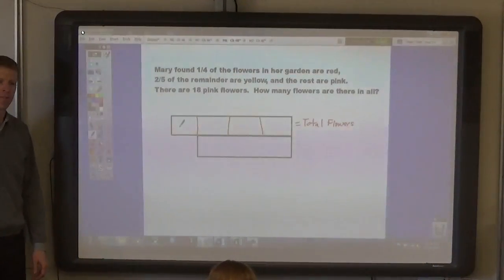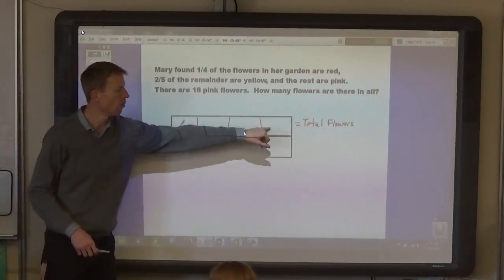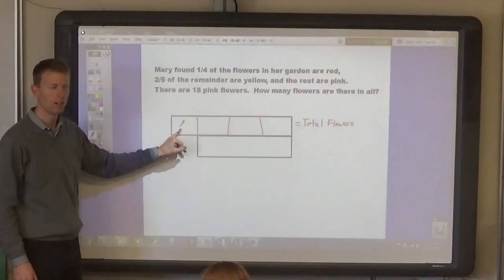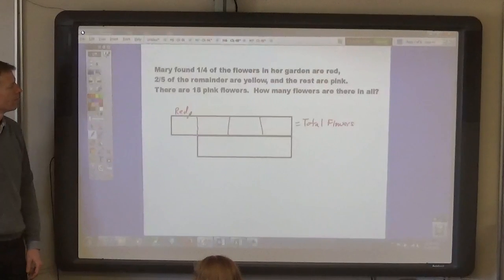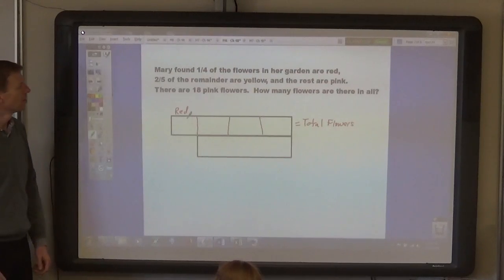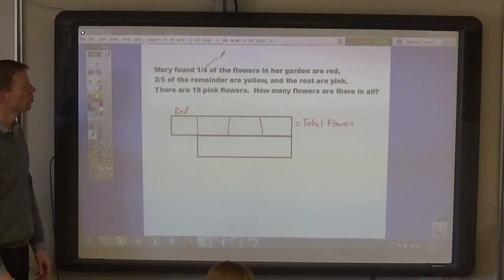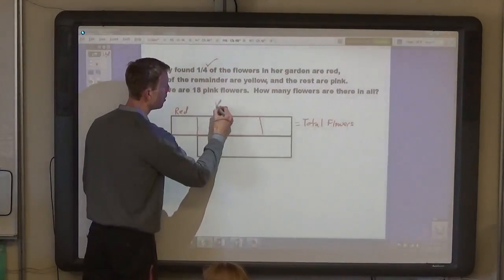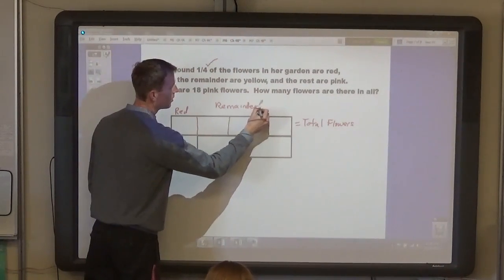Now, what does it tell us about 1/4 of the flowers in her garden? There's only one. 1/4: 1, 2, 3, 4. So 1/4 are red. Okay. So we're done with this part. 1/4 of the flowers in her garden are red. 2/5 of the remainder are yellow. So these are the remaining flowers. This is the remaining. I'll write remainder so it's the same word.